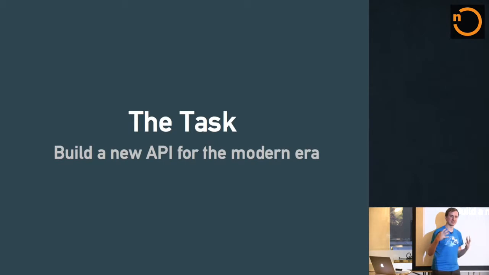So the task is to take all this stuff and take what Eventbrite is now. We're adding new features at a rapid pace. We've got all these wonderful new things. Reserved seating has come out as well. And try and work that into an API for the modern era, and one that isn't going to make developers run screaming when they see it.